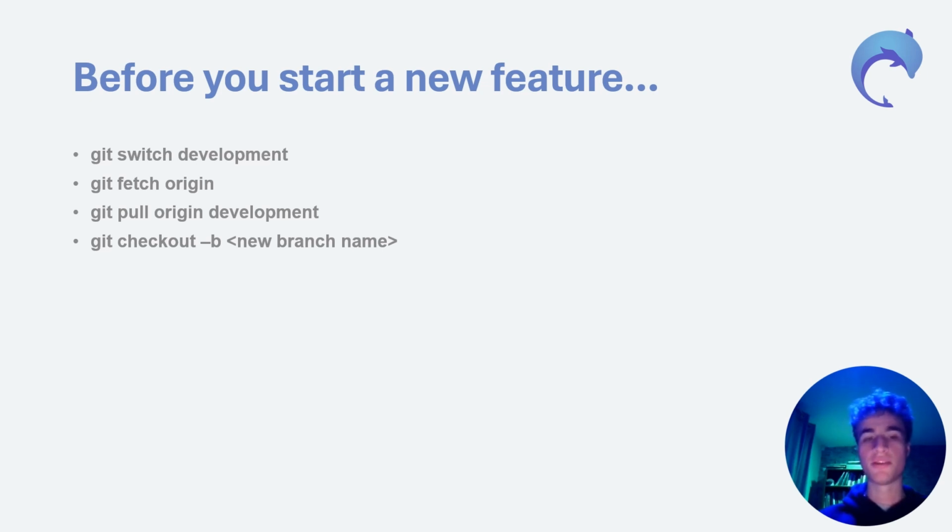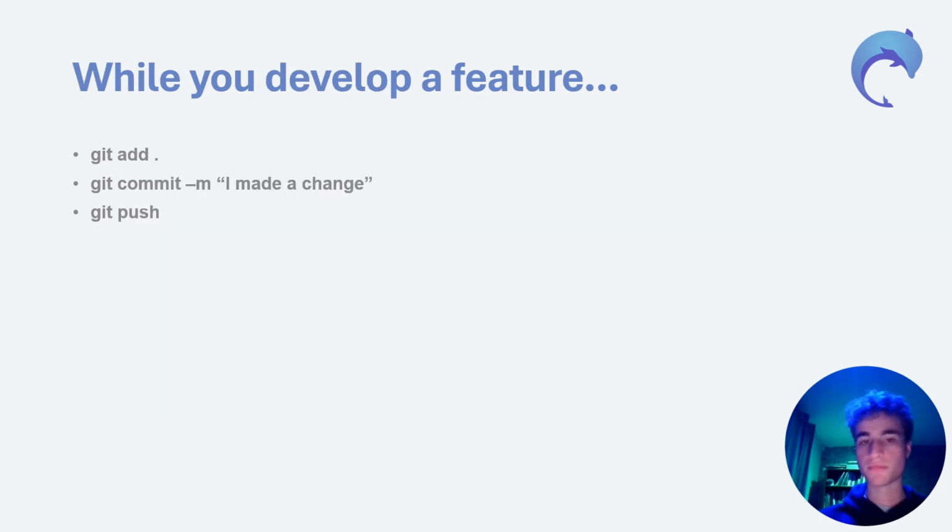And once you do git pull, you need to create your new branch. So you do git checkout -b and the new branch name. So you're creating your feature branch from the development branch.